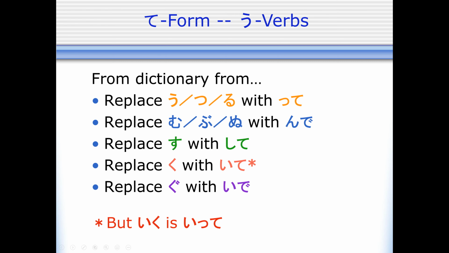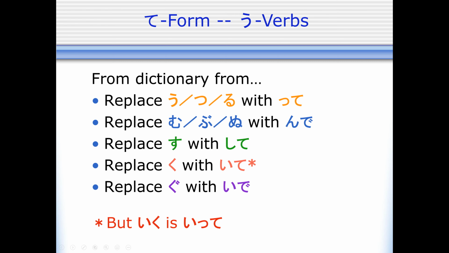So aimasu, au, the te form is atte. Machimasu, matsu, the te form is matte. Kaerimasu, kaeru, the short form is kaete.